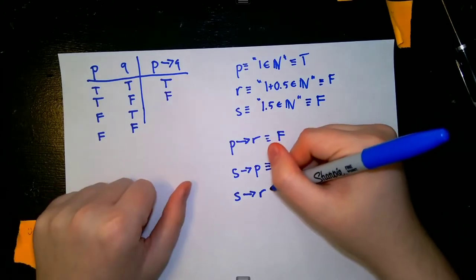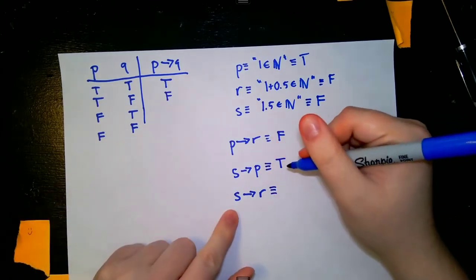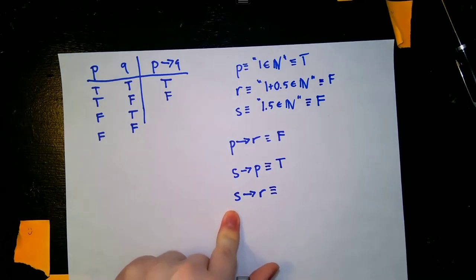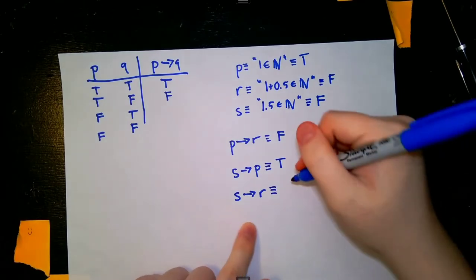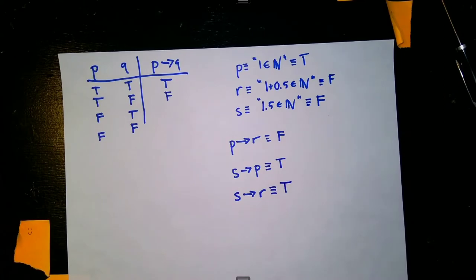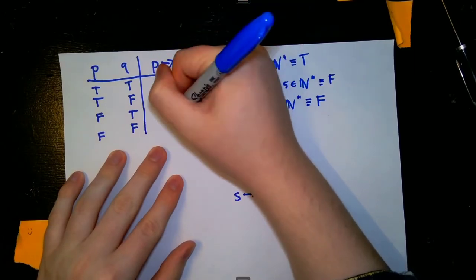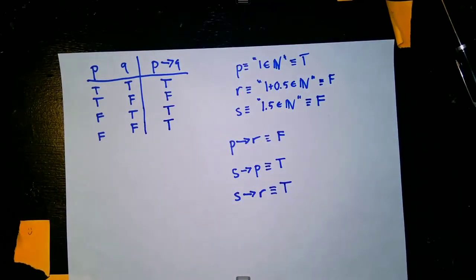And similarly here, S happens to be false, so the promise doesn't really say anything about what happens when S is false. So this whole promise is true because we haven't broken that promise at all. So really, the only way for us to violate the promise that if P then Q is for P to be true and Q to be false. That's a really important thing to remember because it often trips up a lot of people.